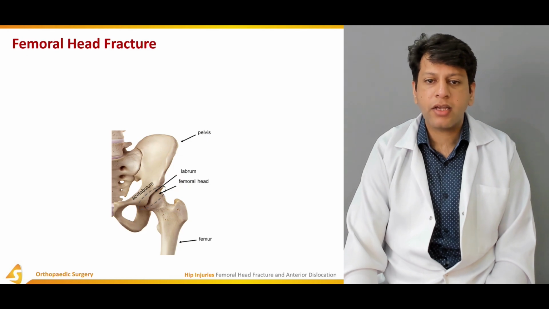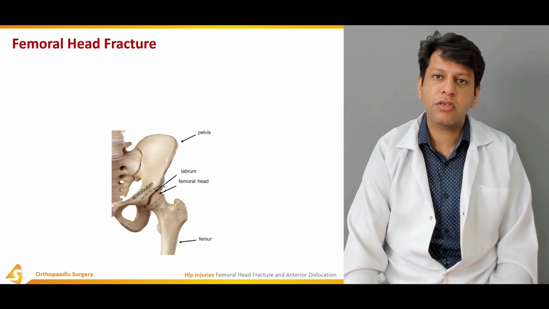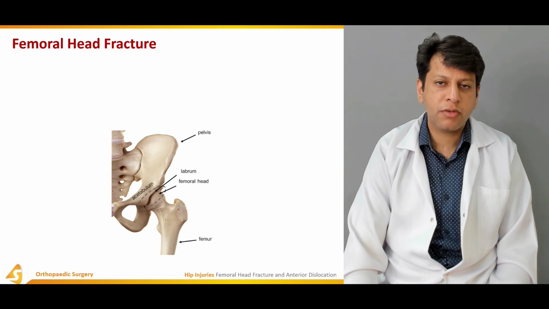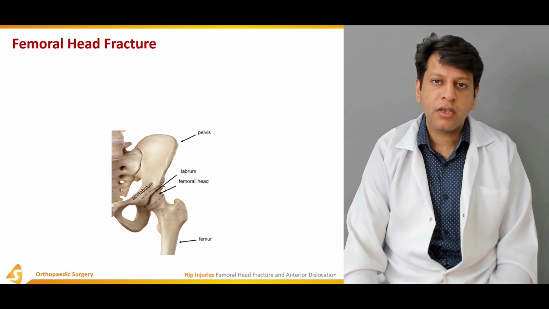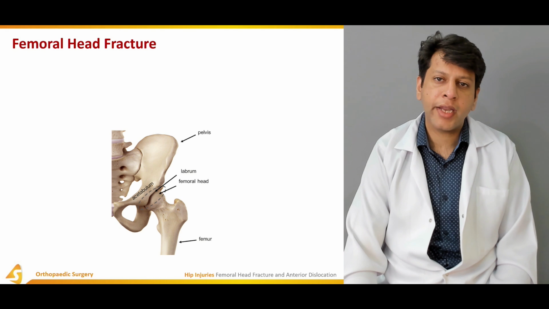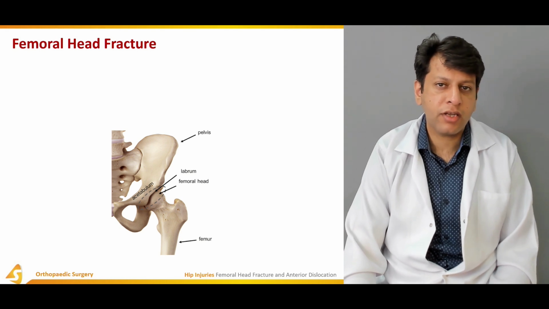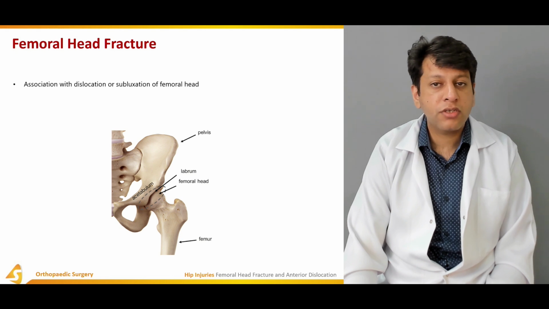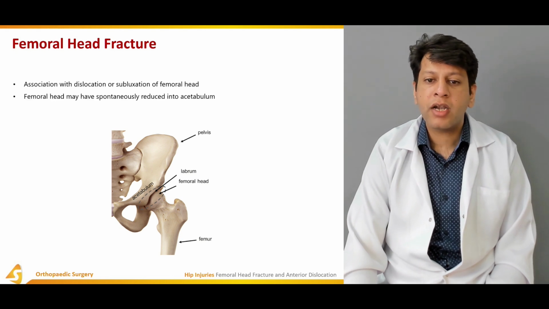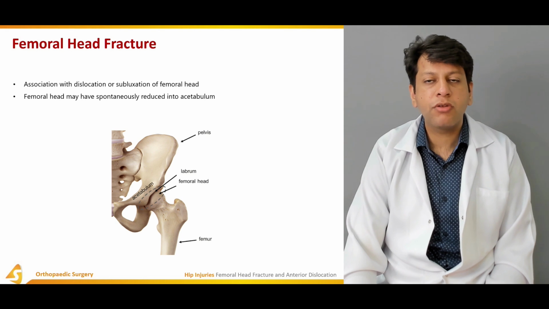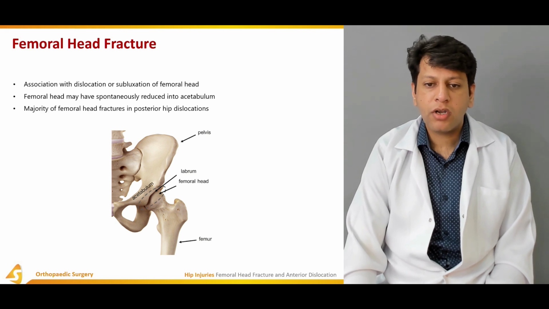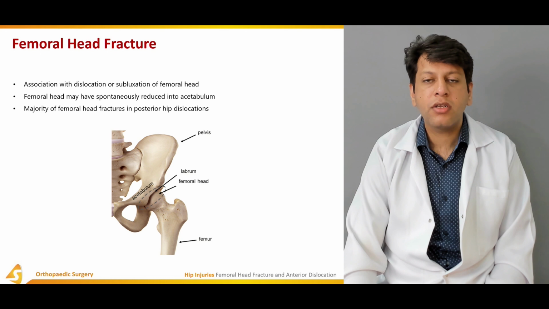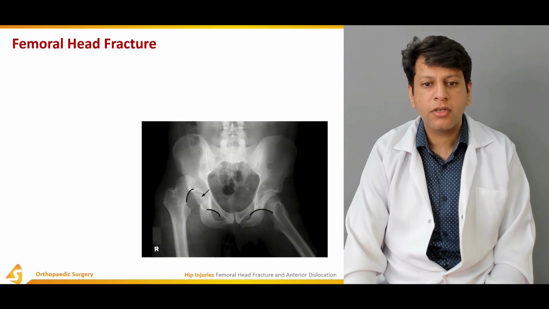The femoral head fractures, as I told you, the dislocation could be simple, not associated with femoral head fractures, but it could be complex, associated with femoral head, neck, or even the shaft or acetabulum fractures as well. Usually associated with dislocation or subluxation, the femoral head may have spontaneously reduced into the acetabulum. The majority of the femoral head fractures are usually in the posterior hip dislocation.